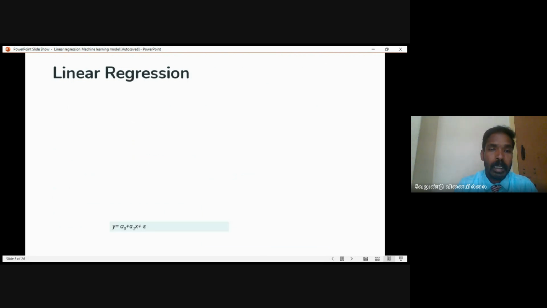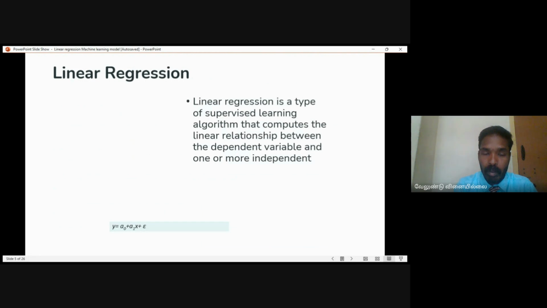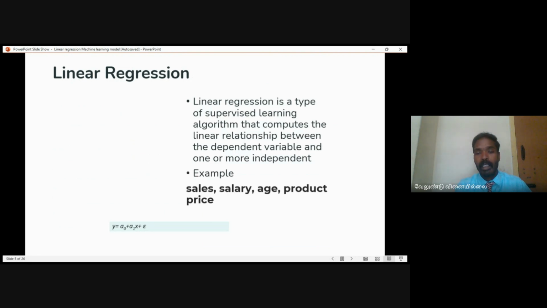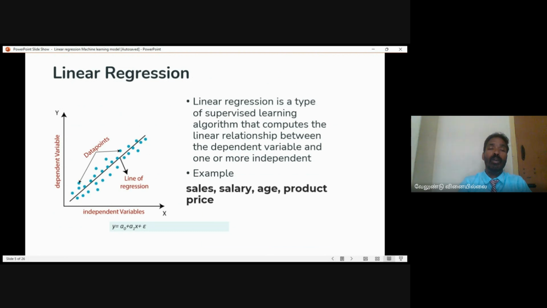Linear regression, as already mentioned, is a supervised learning algorithm, and it has a relationship between the input and output. The input is always the independent variable, and the output is dependent. For example, sales, salary, age, and product price. These are all examples where linear regression analysis is required. So this is the illustrative idea for linear regression.